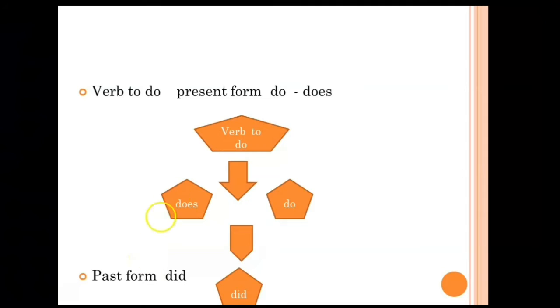Another example is verb to do. Verb to do, I use do or does. With he, she, it, I use does. With I, you, we, they, I use do. And if I want to change verb to do into the past form, I use did with all kinds of subjects, whether it's I, you, he, she, it, or they.